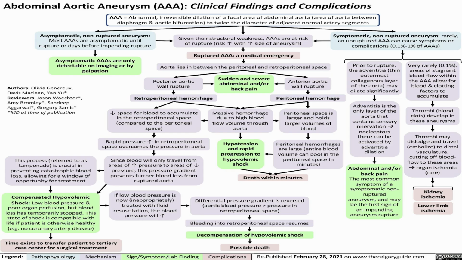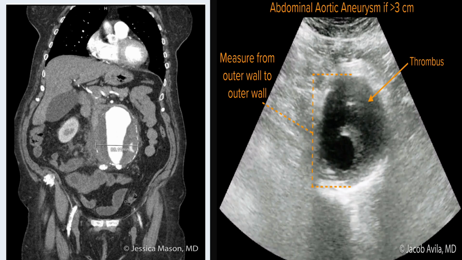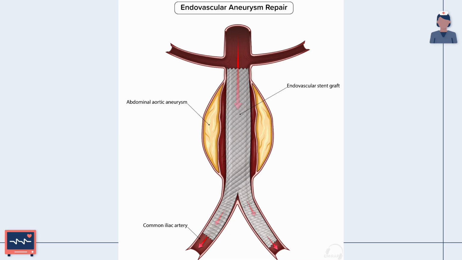Unfortunately, death can occur within minutes with a ruptured AAA. They bleed out very, very quickly. Here is an ultrasound image of a AAA with a thrombus on the right, and then a CT scan of a pretty significant one on the left. This is a picture of a graft that's been placed by vascular surgery to that AAA.